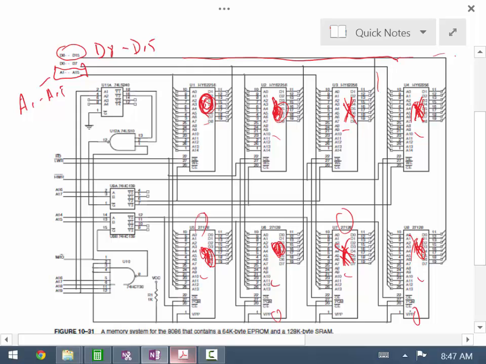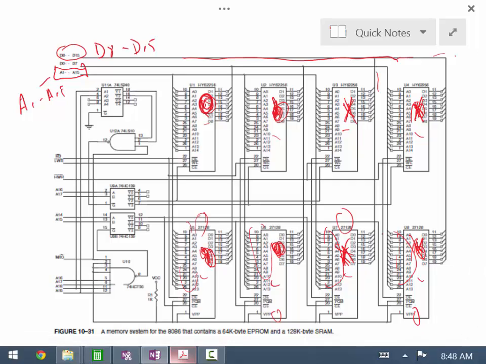So when we look at our decoding scheme, we haven't even started the decoding scheme. We're just looking at how the memory is connected right there. So we're bringing from here, A1 through A15 is connected to these address lines right here. And they're all connected to the same address lines right there. They all are connected to those same address lines right there.